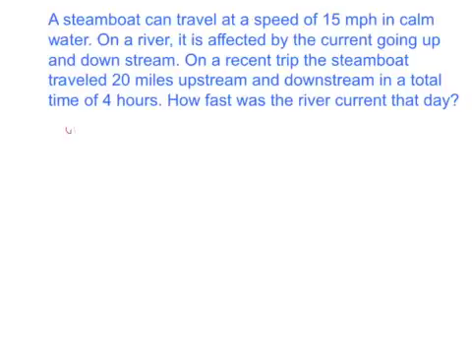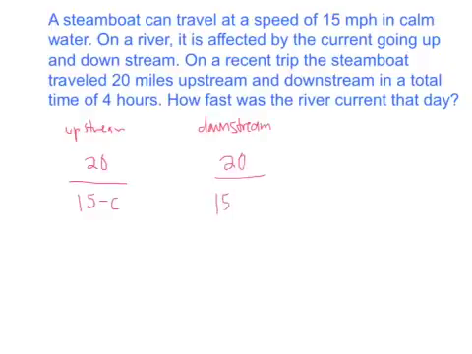And so upstream, the distance traveled is 20 miles. The speed, remember, is 15 minus c. It's slowed down by the current. Downstream, we are also traveling 20 miles in this steamboat. The speed is increased by the current. And these two expressions show us the time spent traveling upstream and the time spent traveling downstream.